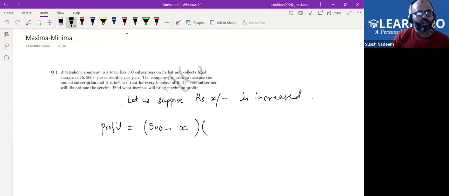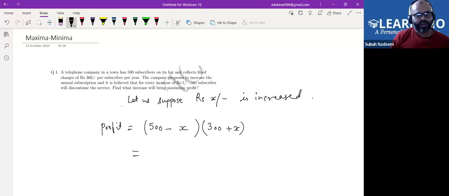And into the amount. Now the amount will become charges rupees 300 per subscriber per year, now it will be 300 plus X. So what is happening? We are increasing the amount by X and the subscribers are decreasing by X numbers. So rupee X is the increase in the amount, 300 plus X rupees is the new amount, and the number of subscribers is 500 minus X. So this is the profit.